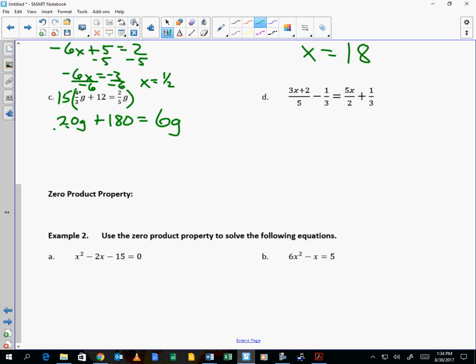Great, so now I'm going to subtract that 6g over. I get 14g is equal to negative 180 when I subtract the 180 over. Divide by 14, and I get g is negative 90 over 7.